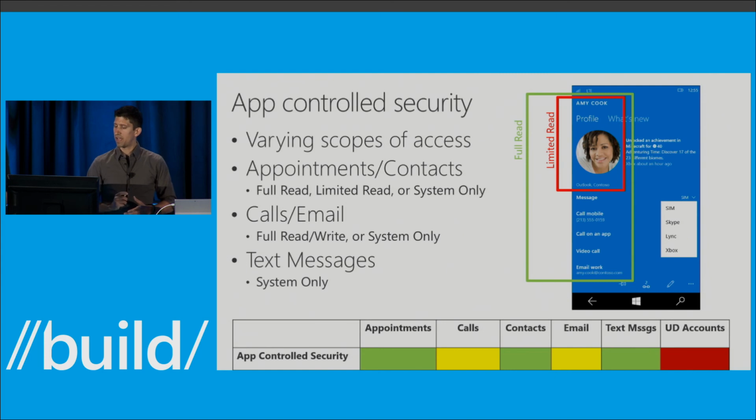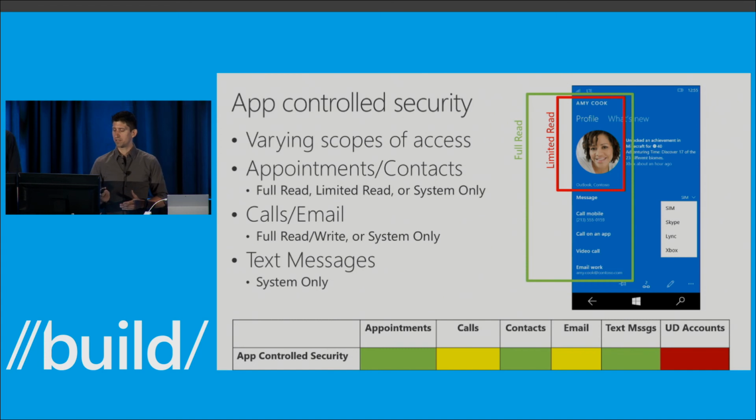So like I just said, we have different amounts of security that are available for you to scope access that other applications have. For appointments and contacts, we have 3 different tiers: full read, limited read, and system only. Full read means that other applications are able to read any of the data that you write into the system. You're saying you're comfortable with that. You want other people to be able to show that data and do cool things on top of that data.